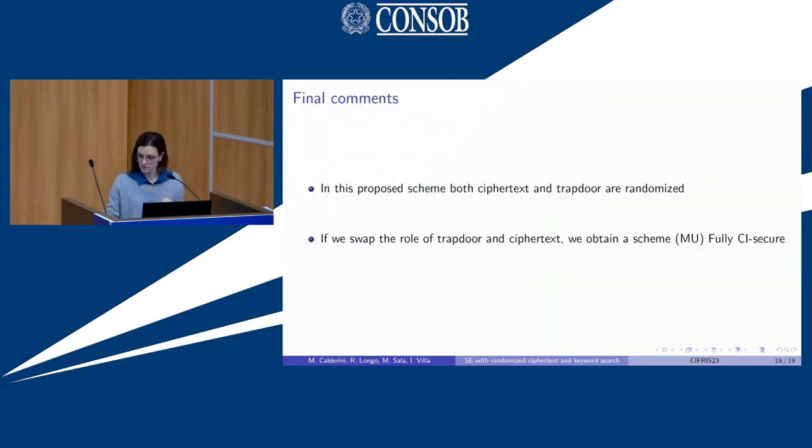So, to conclude, with this scheme we propose a searchable encryption algorithm that randomizes both ciphertext and trapdoor. But if we swap the roles of trapdoor and ciphertext, it means that we also swap the security level achieved by our scheme. So it means that we can achieve the highest value of security for the ciphertext indistinguishability.